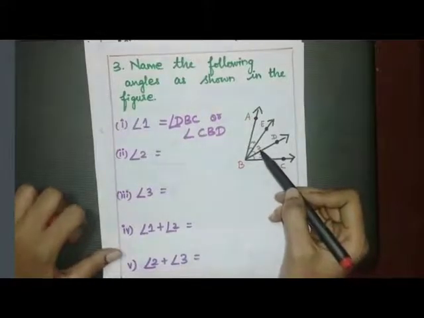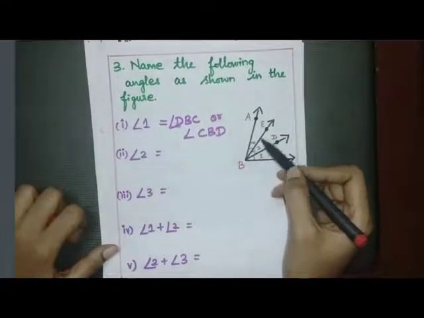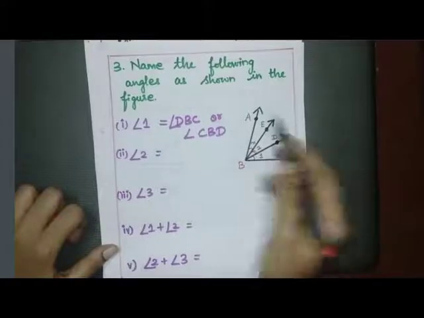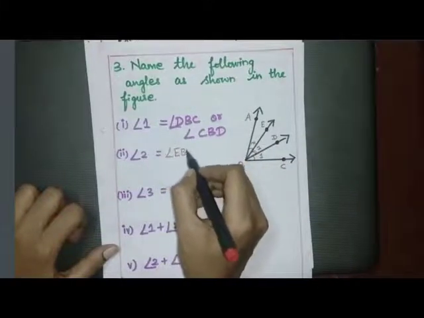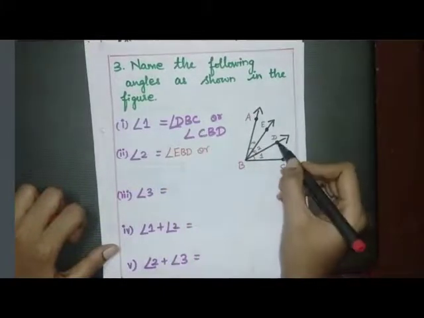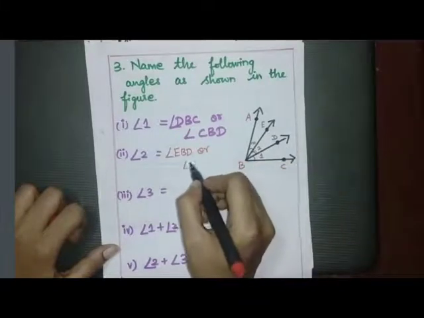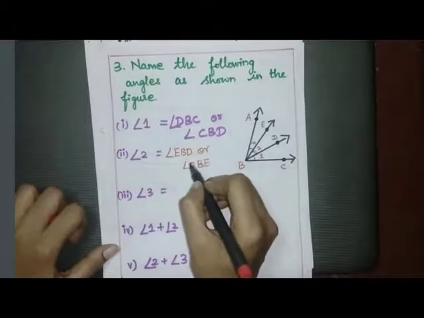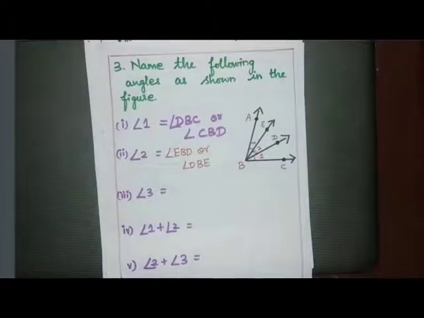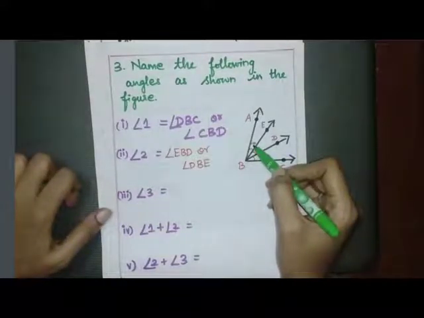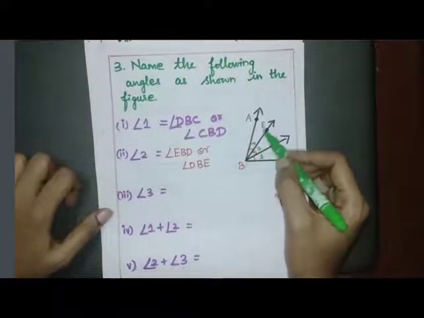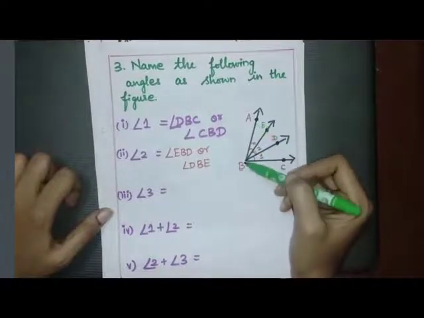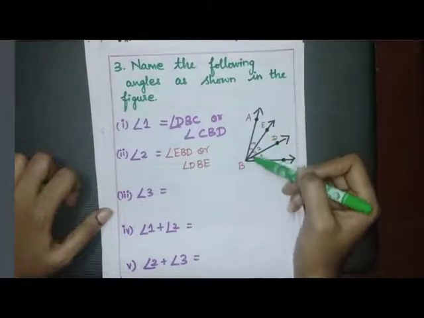Next angle is angle 2. So what is the name of this angle? Angle 2, EBD. So angle EBD or angle DBE. Next one, angle 3. Where is angle 3? Here. Angle 3 is marked here. So what is the name of the angle? Either angle ABE or EBA.